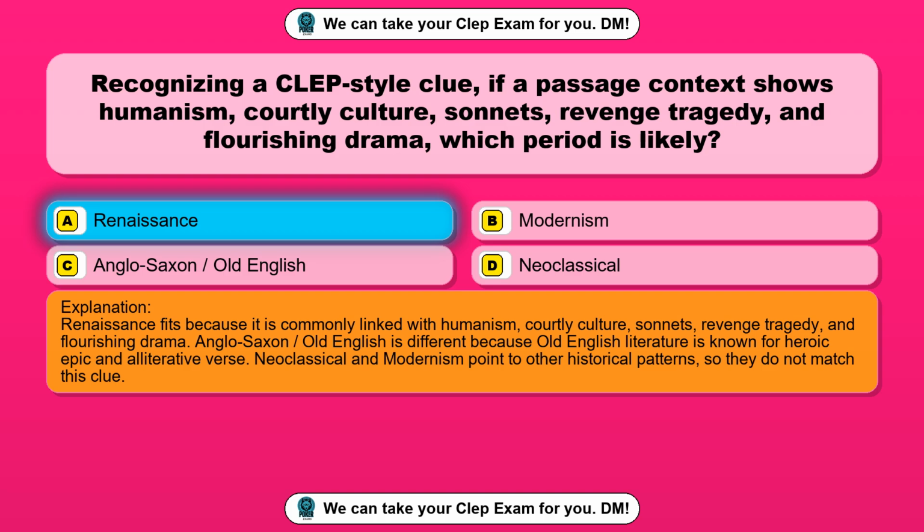Anglo-Saxon/Old English is different because Old English literature is known for heroic epic and alliterative verse. Neoclassical and modernism point to other historical patterns, so they do not match this clue.